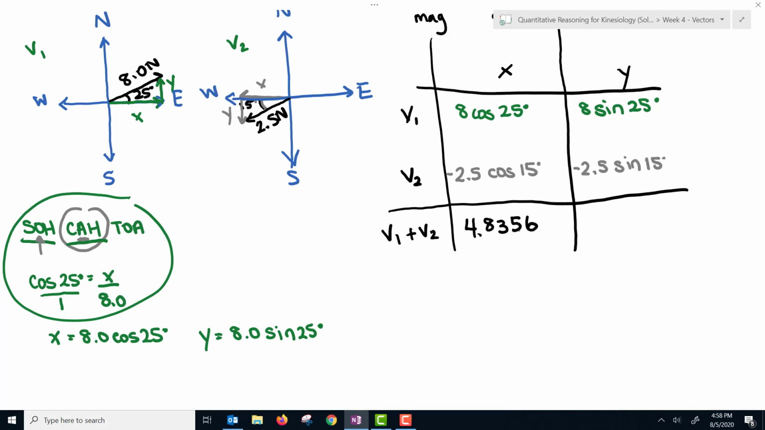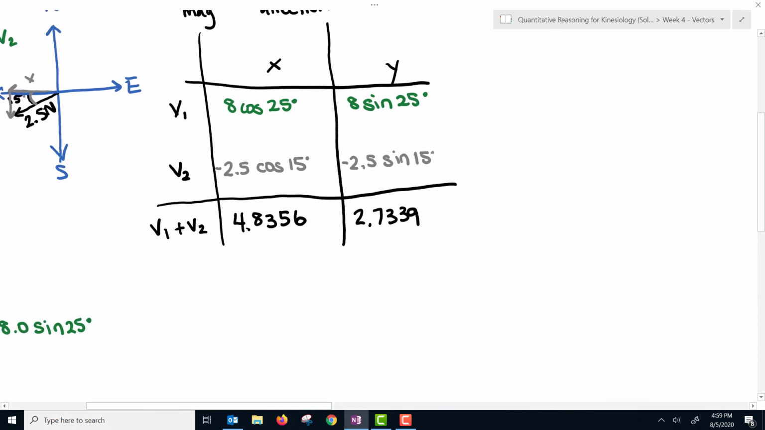Now I'm going to do the same thing in the y direction. So I'm going to add the two components. So I have 8 sine 25 minus 2.5 sine 15. And I get 2.7339. All right, so now I know the x and y components of my resultant, which means when I add those two vectors together, I know the x and y components. So now what I need to do is put those two together.